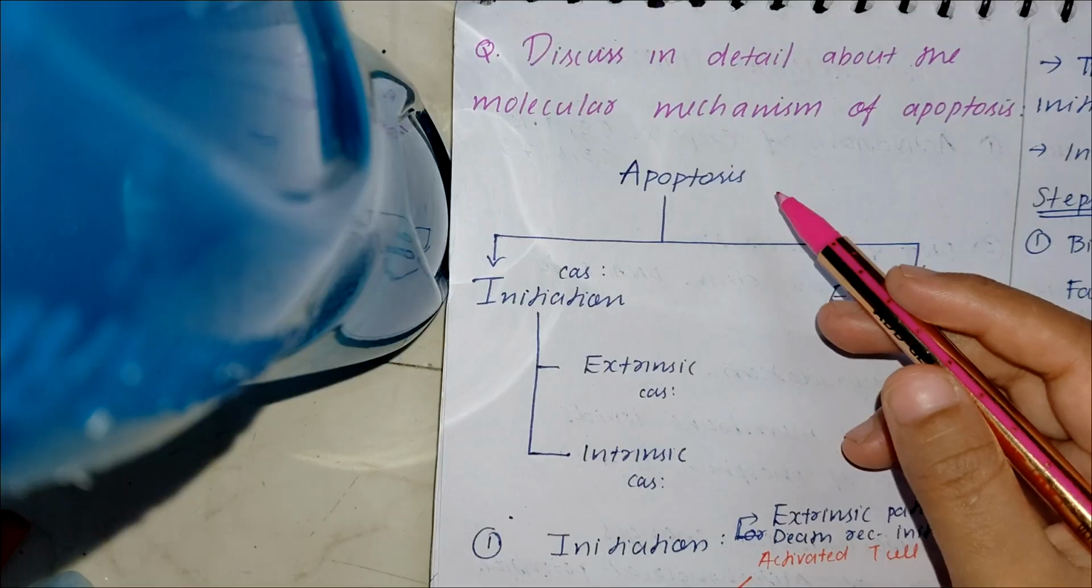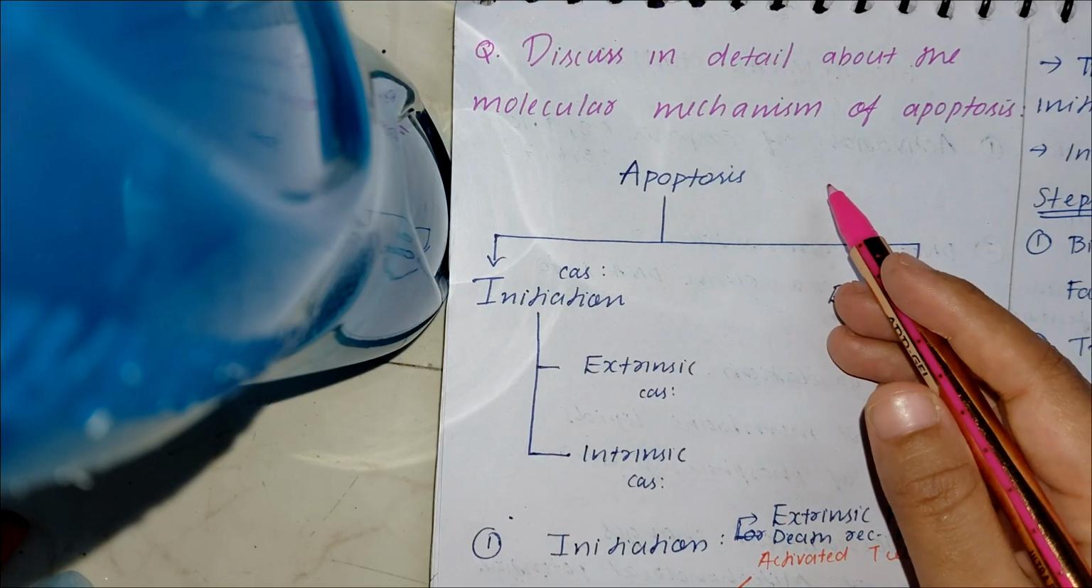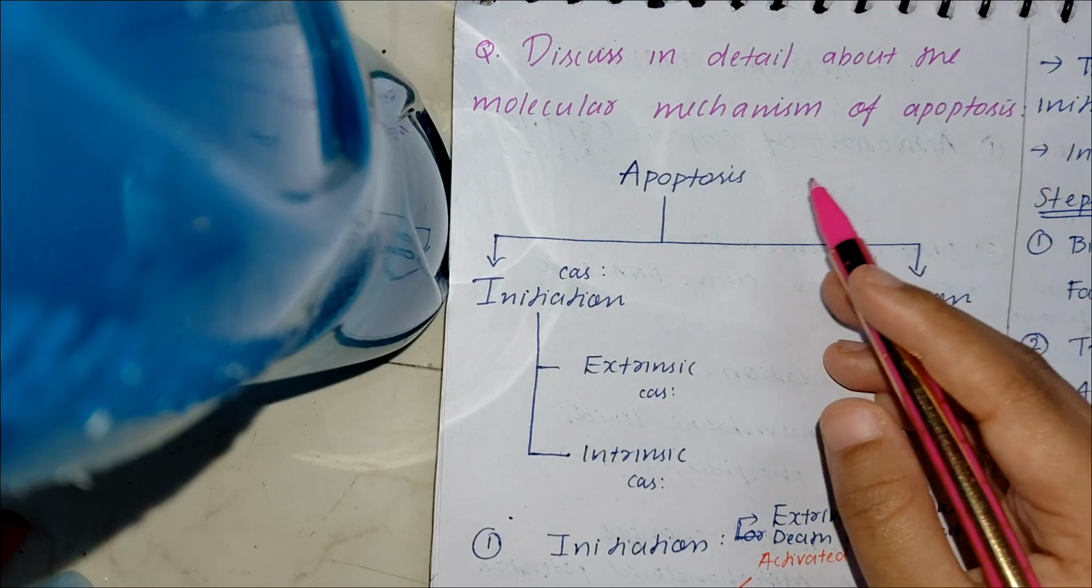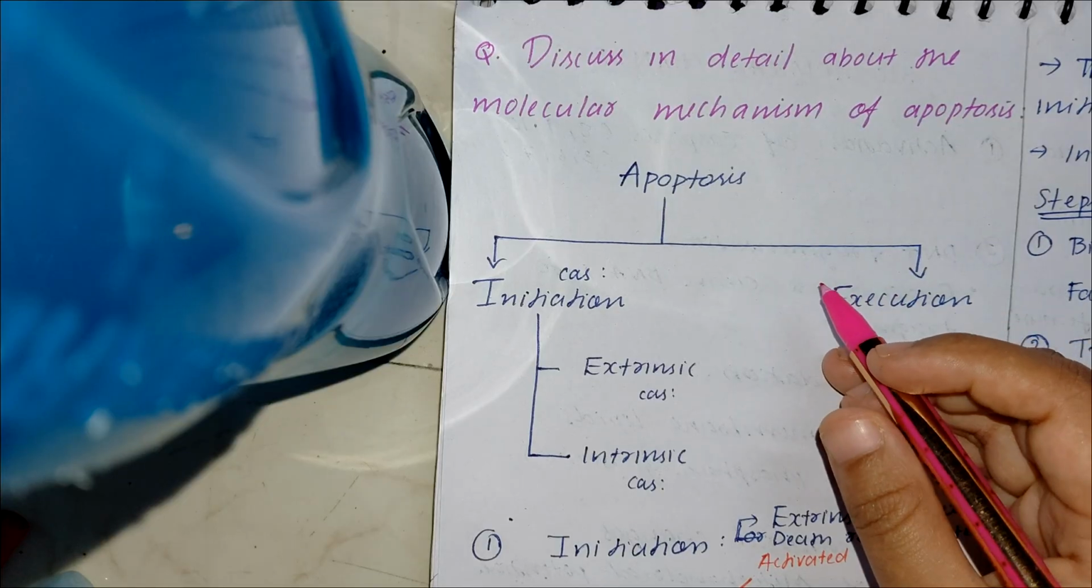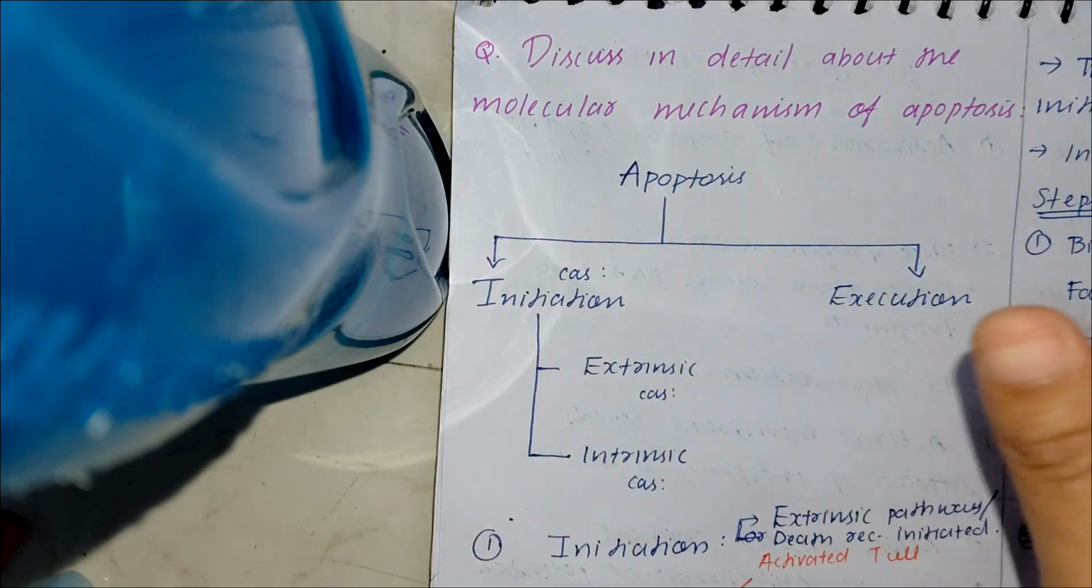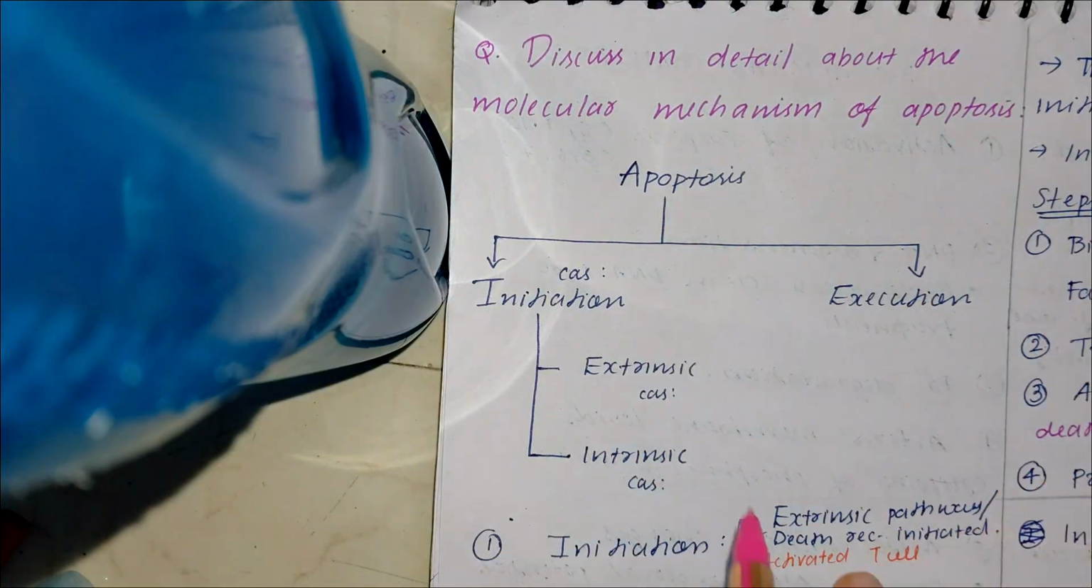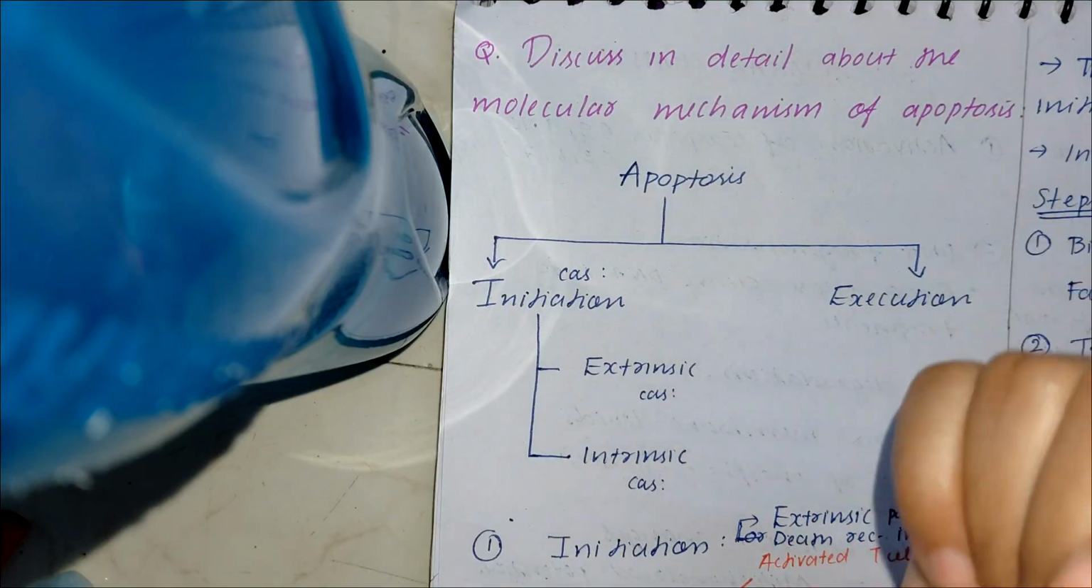We have discussed the definition of apoptosis. We have discussed the morphological and biochemical changes occurring in apoptosis. In order to understand the biochemical changes happening in apoptosis, I said this video will be helpful. So let us get into the video.